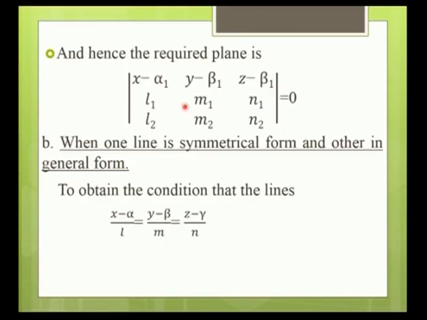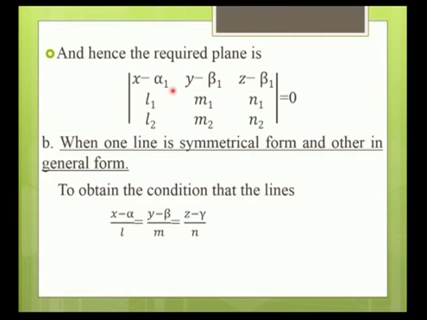So, in this explanation we are discussing the condition for the two lines to be coplanar and the equation of the plane in which the two lines lie. This determinant is the equation of the plane in which the two lines lie. That equation is the determinant of x minus alpha 1, y minus beta 1, z minus gamma 1; L1, M1, N1; L2, M2, N2 equal to 0. So, this is the equation of the plane in which the two lines exist.